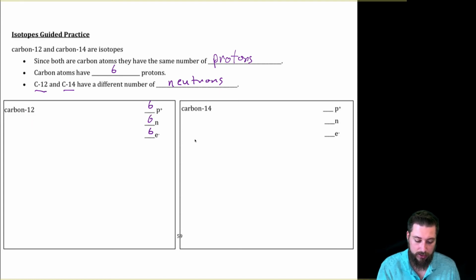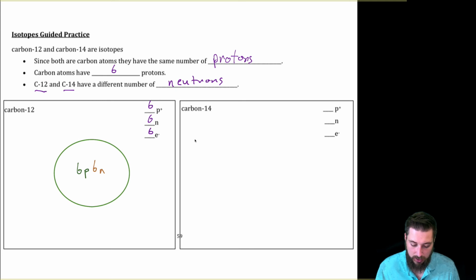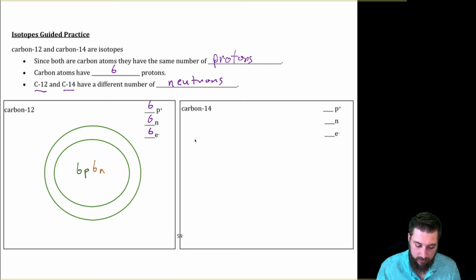And so let's go ahead and start drawing our atom. And so we know that it has 6 protons in the nucleus. We also know that it has 6 neutrons in the nucleus. And then we can draw our energy levels here. And we can add the electrons. And so it has 6 electrons. 2 electrons will go in the first energy level.